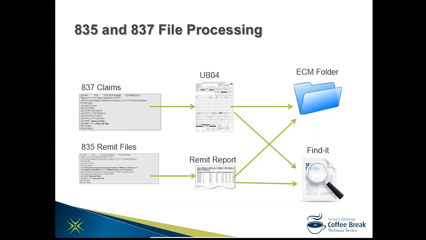On the 837, the claims, we transformed those into a UB04 format. And again, those can go directly into Find It, or we can pass them into the ECM filer, and then they become part of your electronic chart. So this is something that's become more and more popular. Again, just cutting out the paper trail, automatically processing these and having them available for searching right away.